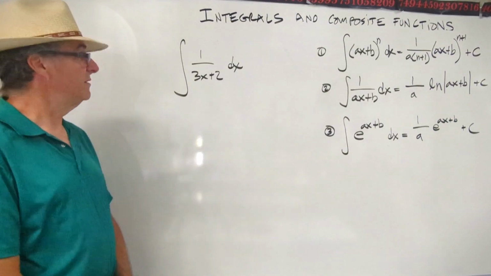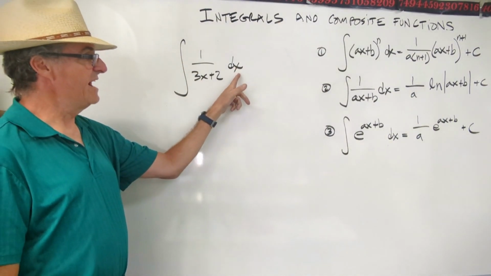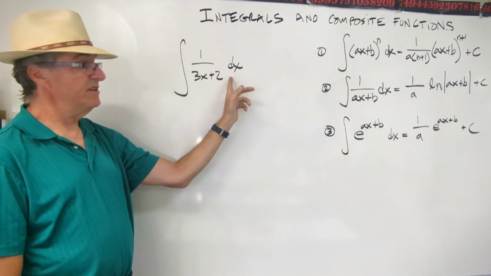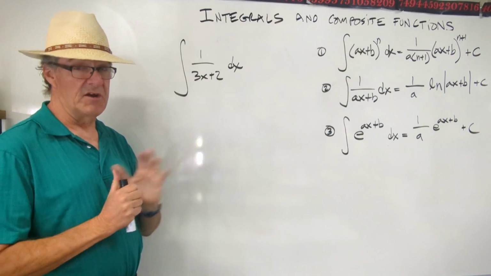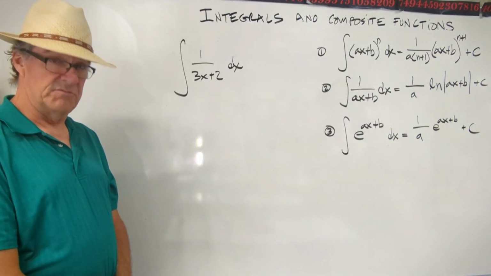Okay, let's try this one. Here we go. We've got 1 over 3x plus 2 dx. So figure out which one of our rules applies to this problem, and then go ahead and perform the steps. This one does not require a lot of steps. It's pretty straightforward. So go ahead and do that and come right back.